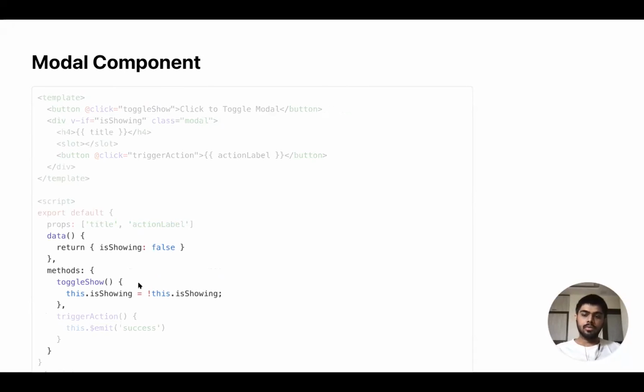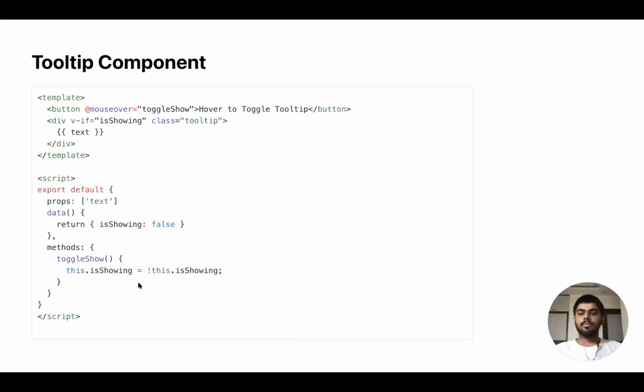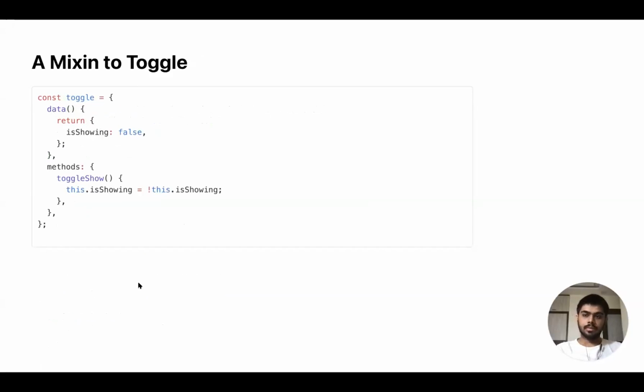Now, you don't want to be repeating such logic again and again across your components, simply because if you want to change the logic somewhere in the future, you'll have to change it everywhere. Of course, this is a very simple example, but I'll give you an example of a more complicated version as well. And the other thing is that it just increases the footprint of your code base, basically. So what we can do is we can create something called a mixin.